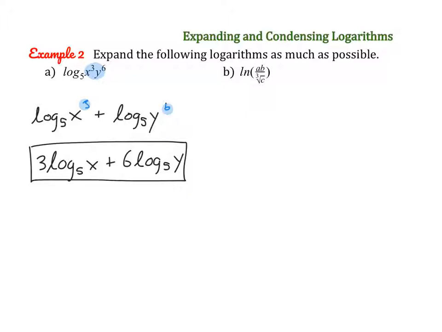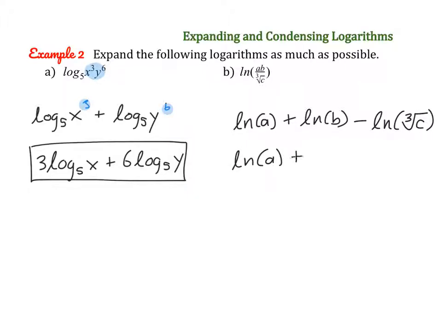All right, this next one, we have natural log of AB over cube root of C. So we're going to expand this into 3 separate logarithms. So here, natural log of A plus natural log of B, plus because it is in the numerator and it's a product. And then since cube root of C is in the denominator, we're going to turn that into a negative logarithm. So negative natural log of cube root of C.